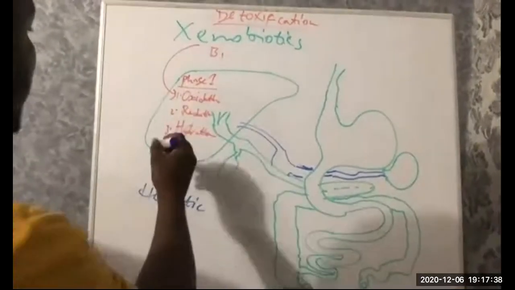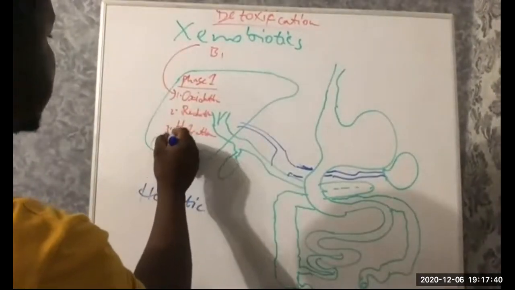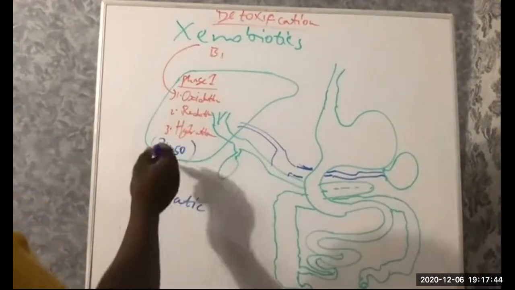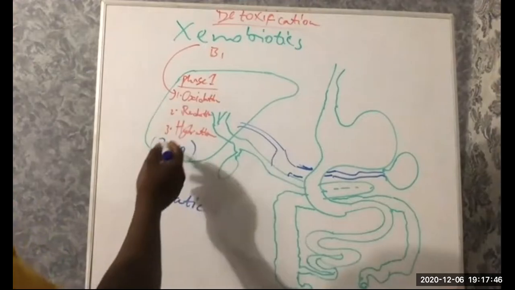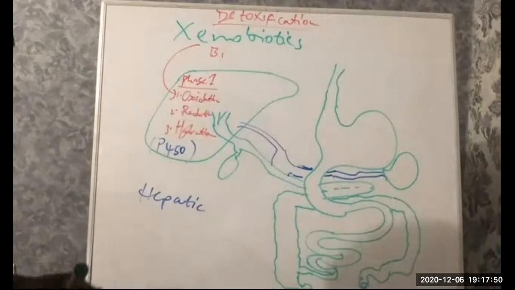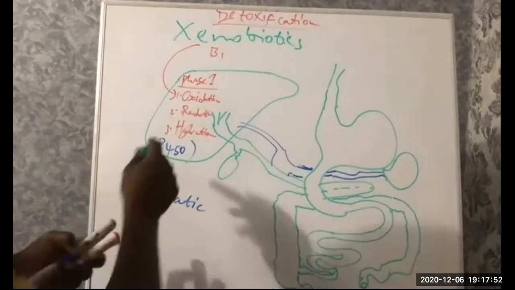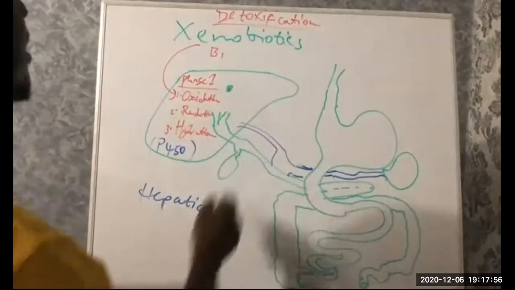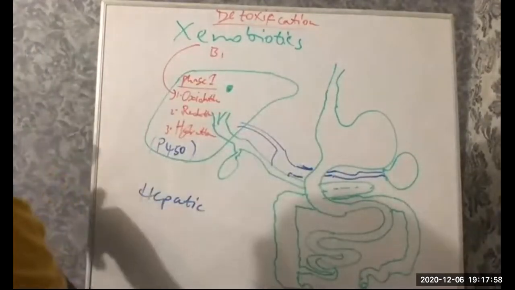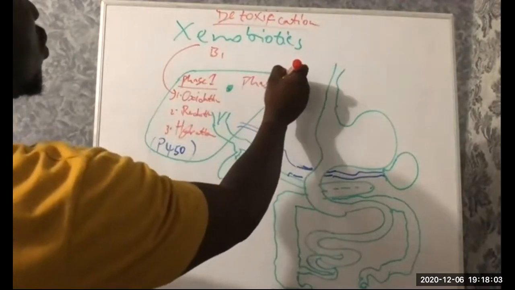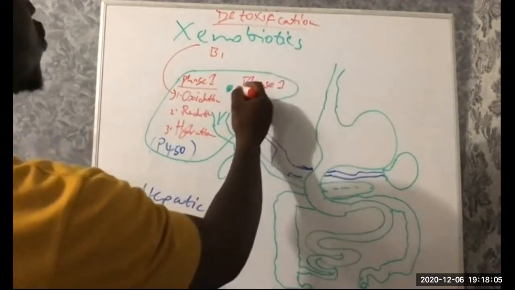Now, the major important enzyme that plays this role is cytochrome P450. So when they ask you whether cytochrome P450 plays an important role in detoxification, it is in phase 1. Then we form an intermediary product which is very reactive. Then it will enter phase 2. In phase 2, there is usually a process we call conjugation.